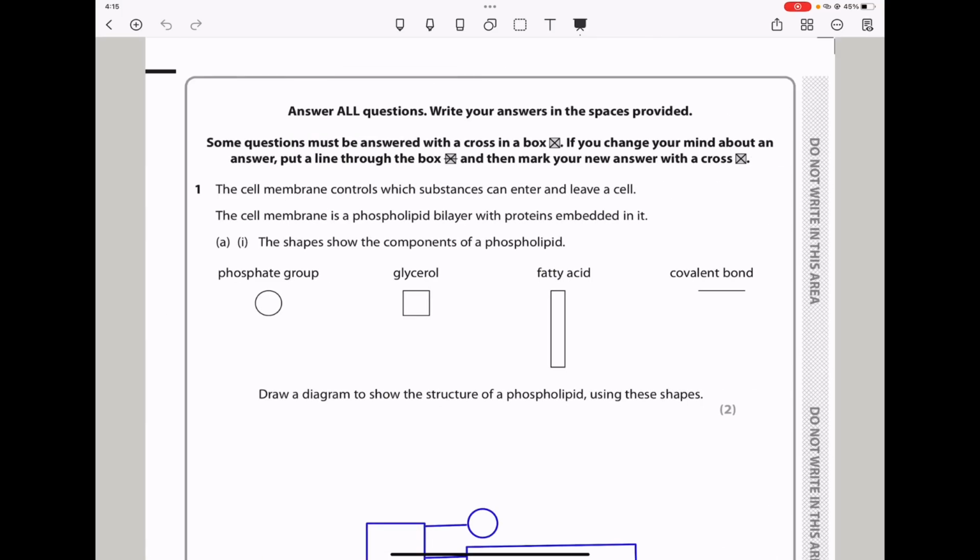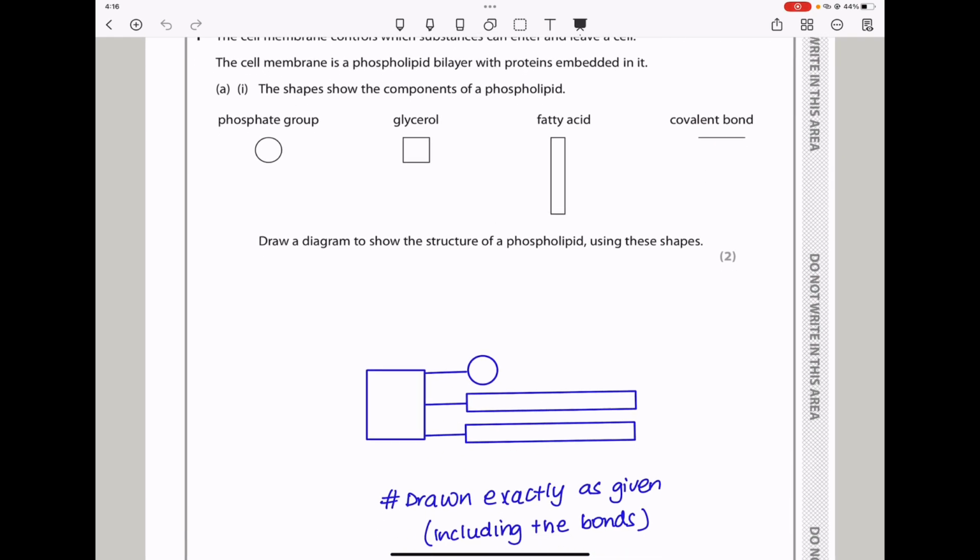Question 1. The cell membrane controls which substances can enter and leave a cell. The cell membrane is a phospholipid bilayer with proteins embedded in it. The shapes show the components of a phospholipid. So we have the phosphate group, we have the glycerol, the fatty acid, as well as a covalent bond. And they say, draw a diagram to show the structure of a phospholipid using these shapes.